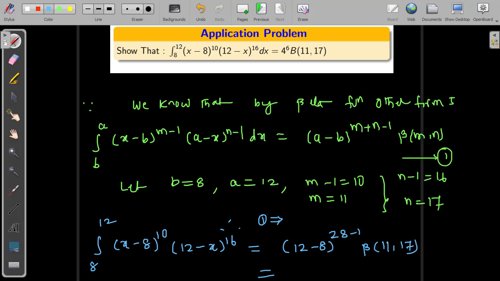This will give the answer 4 power 27 multiplied by beta of 11 comma 17. Here, a small correction: this question is 4 power 27, not 6. So 4 to the power of 27, that is, m plus n minus 1, times beta of 11 comma 17. Capital B or beta represents the same thing. So this is the final result.